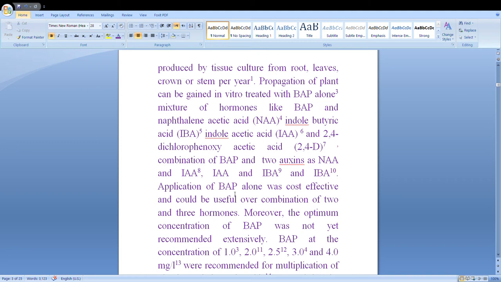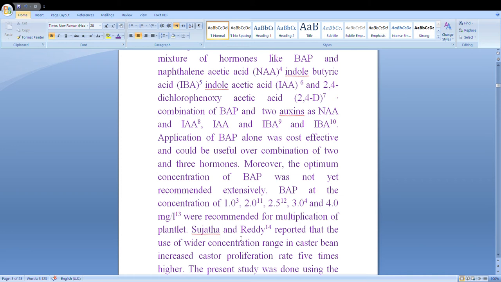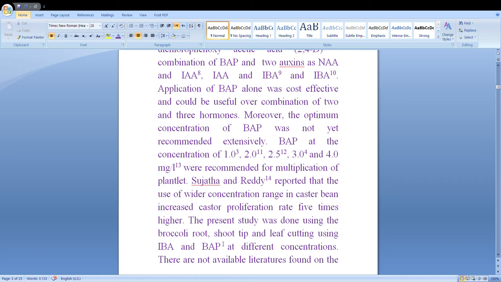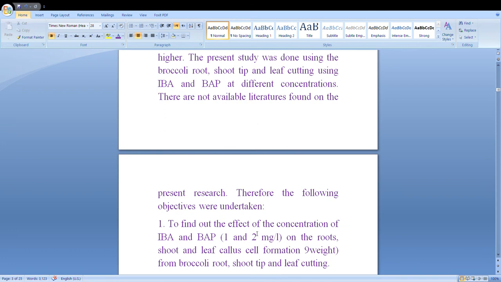BAP at the concentration of 1, 2, 2.5, 3, 4 mg/liter were recommended for multiplication of plantlets. Sujata and Reddy reported that the use of a wider concentration range in cluster bean increased callus proliferation rate 5 times higher. The present study was done using the broccoli root, shoot tips and leaf cuttings using IBA and BAP at different concentrations. There is no available literature found on the present research topic.